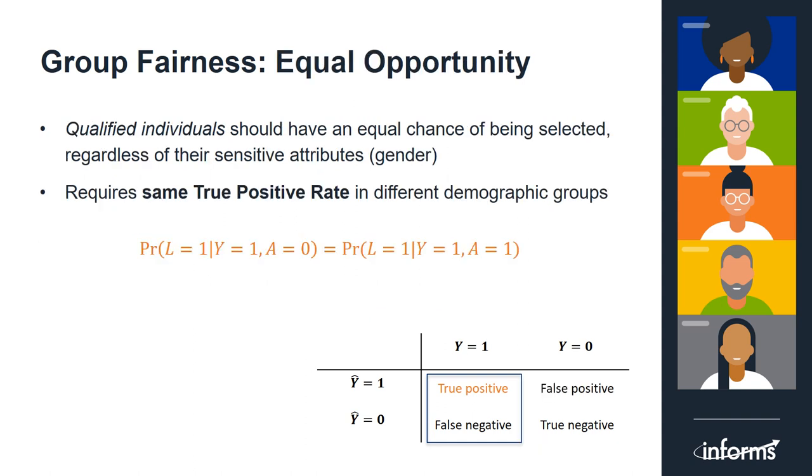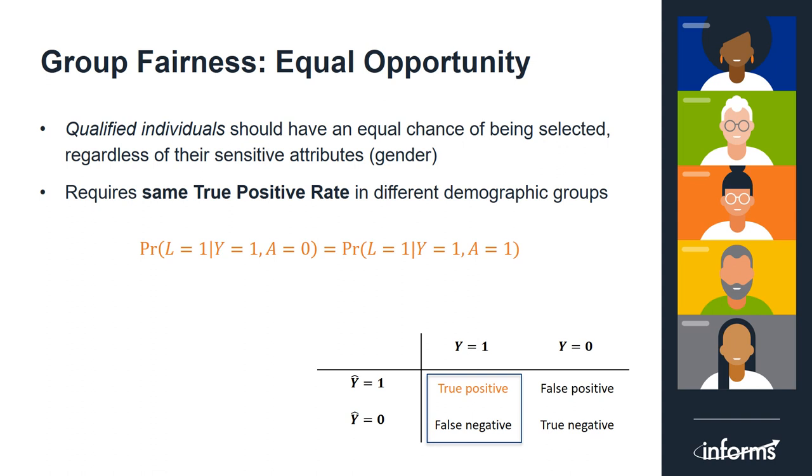Equal opportunity is another popular group fairness notion. The underlying idea is that qualified individuals should have an equal opportunity to obtain favorable outcomes, regardless of their sensitive attributes. In our example, this means that the probability of receiving the loans should be the same for applicants who will actually repay in both male and female groups.